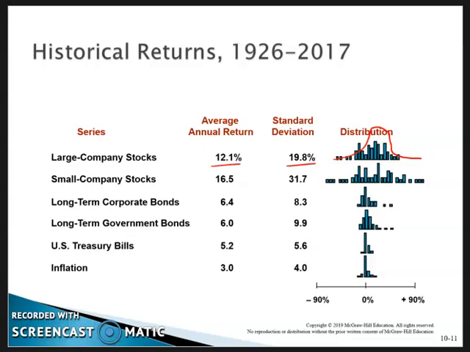We see small company stocks: higher return, higher standard deviation, higher risk. As we go down the list, corporate bonds, long-term government bonds, Treasury bills, and so forth, and inflation, an average over that 91-year period of 3% with a standard deviation of 4%.